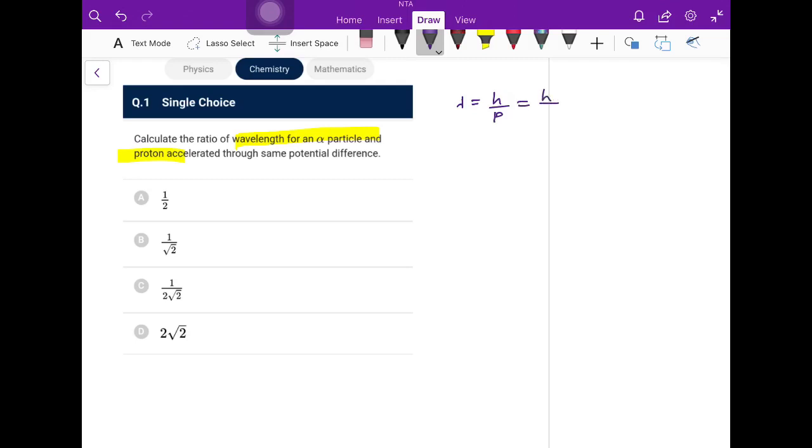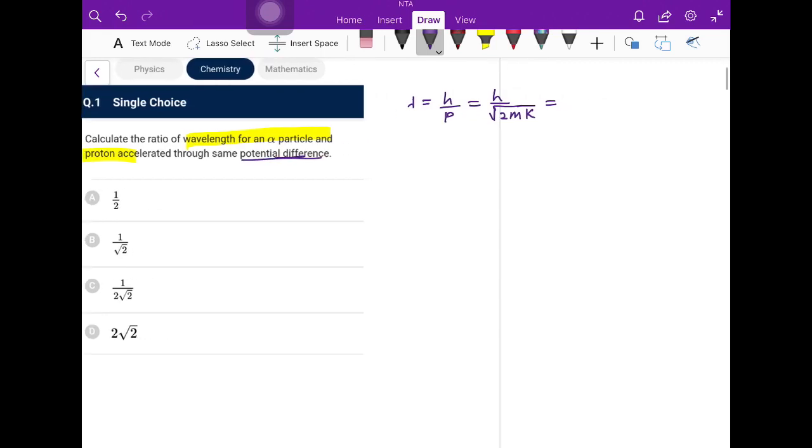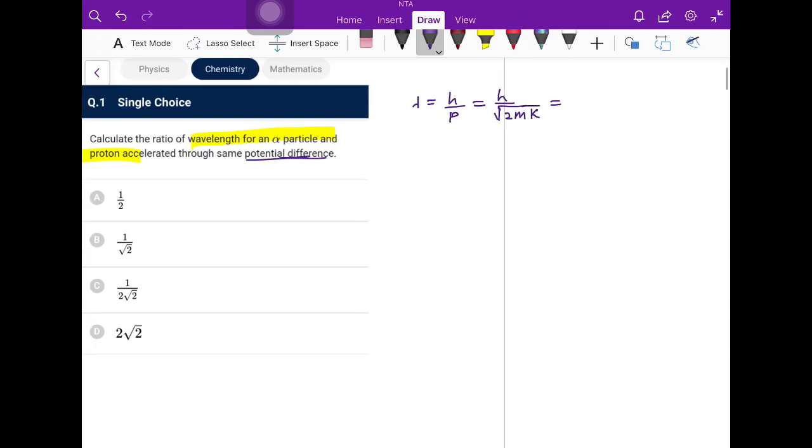Momentum can be written in the form of kinetic energy. It is root 2 mk, and kinetic energy again can be converted to potential difference, because the charge has been accelerated through the same potential difference. So when the charge is accelerated through potential difference, the kinetic energy is charge into the potential difference, q into v. So now we get the formula lambda equal to h upon root 2 mqv.